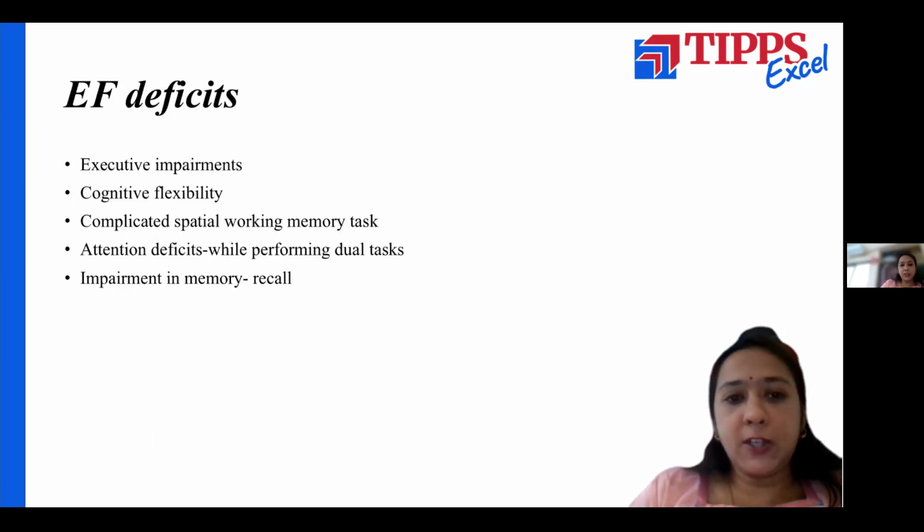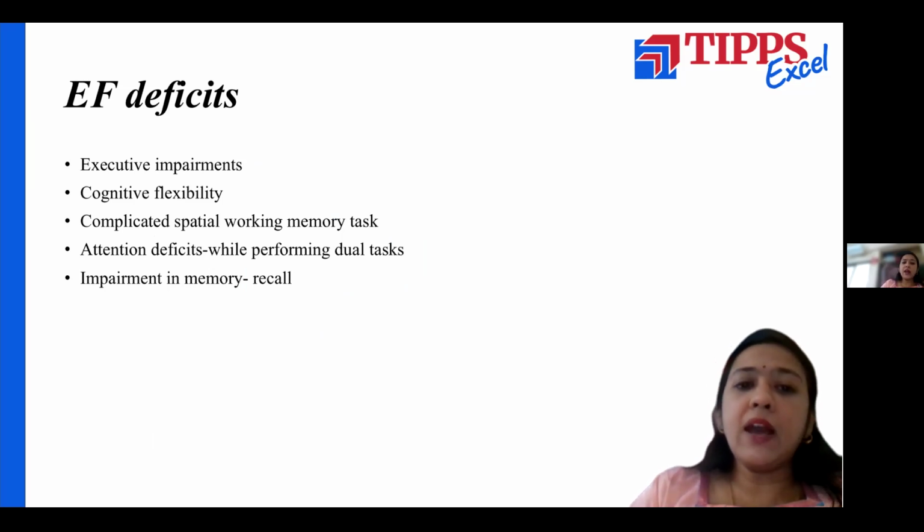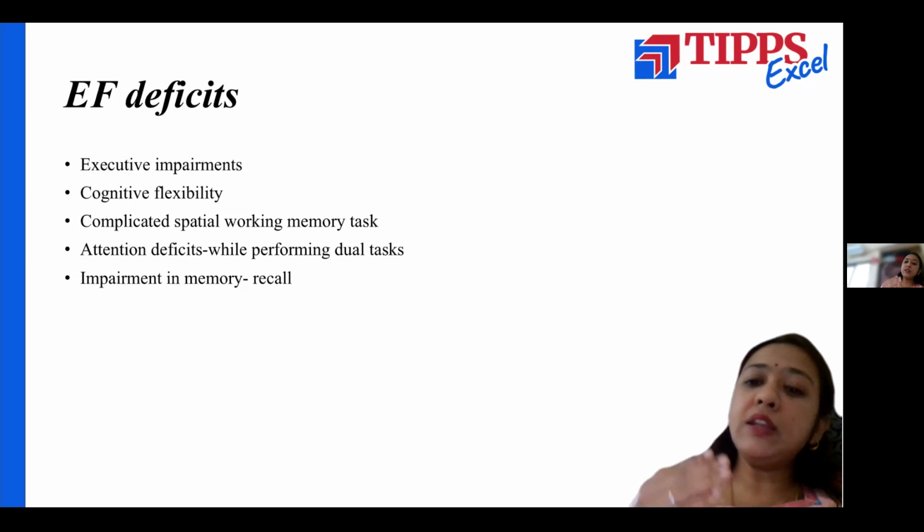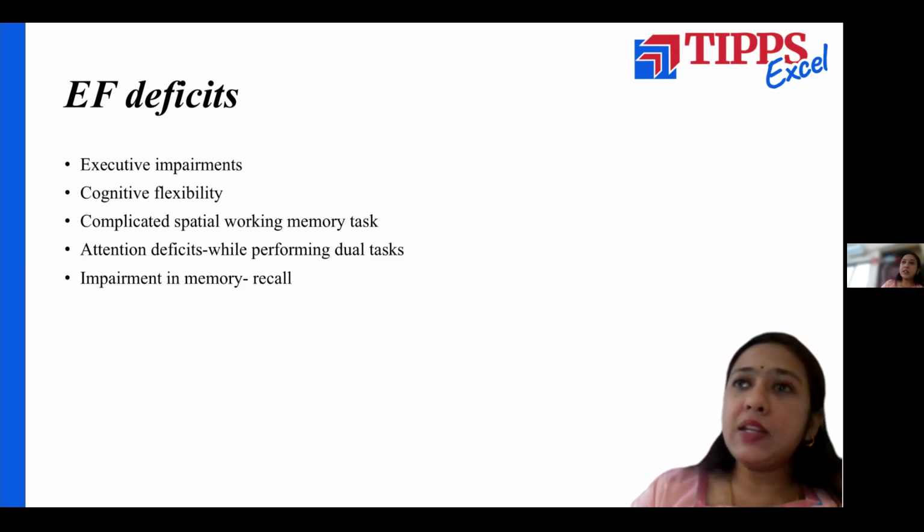Now coming to the executive function deficits. The majority of these children tend to have executive impairments. They have problems in planning, programming, execution, motor skills, and organization. So cognitive inflexibility happens in these children. They have difficulties performing complicated spatial working memory tasks, and attention deficits are very prominent, especially while multitasking or dual tasking, and they have impairment in memory, especially recall memory. So what happens when there are executive function defects? This leads to intellectual issues, and ultimately leads to poor academic and scholastic performance.